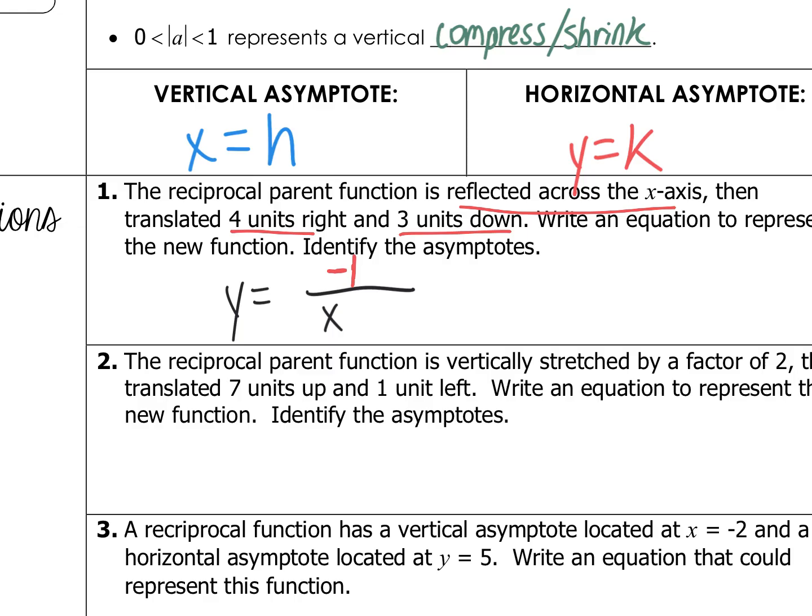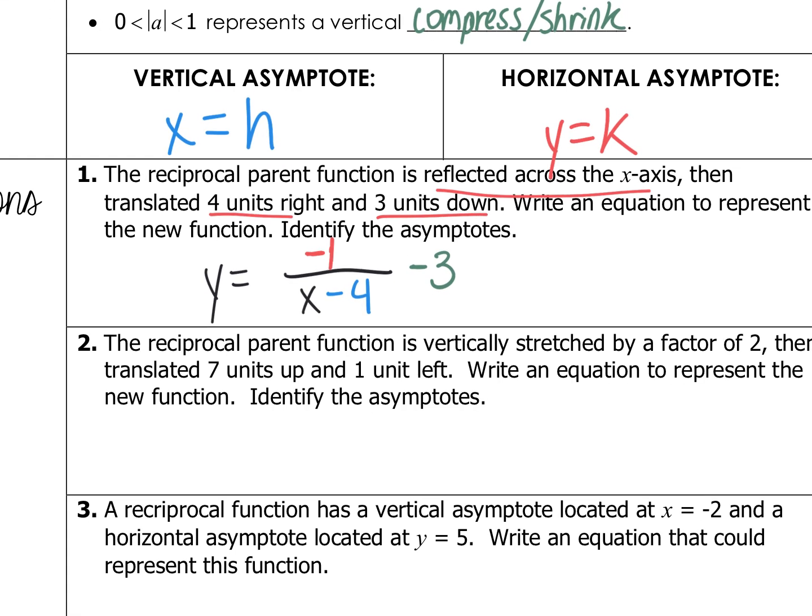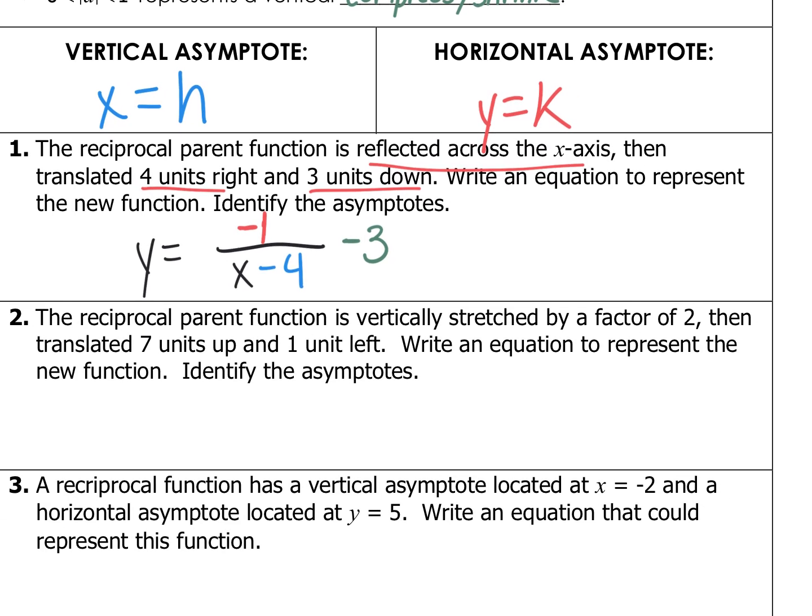Good. And then H, what do we think there? H is always right or left. So what do you see? 4 units right, which means negative 4. Bad friend. Good. And then what about K? Negative 3. Good friend. So if it says down, it means negative. Now we go and write the asymptotes, because that's the last part. It asked me to identify the asymptotes. What does x equal?